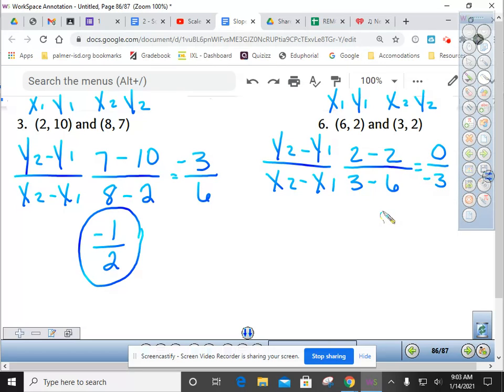What is the answer here? No, it's not no. Put it in your calculator. 0 divided by negative 3 is 0. It is 0. You can divide 0. You just can't divide by 0. So remember, 0 slope is the one that goes side to side like this.